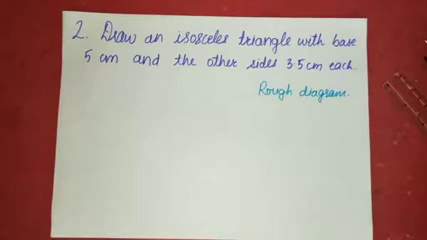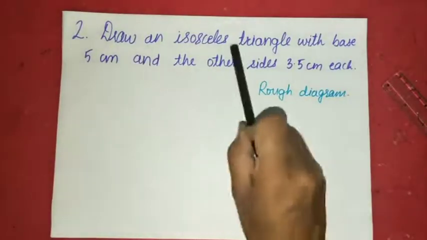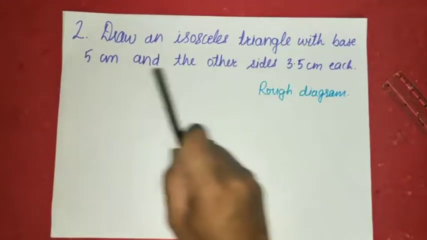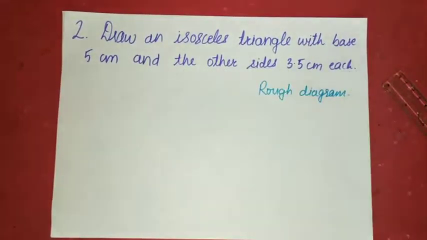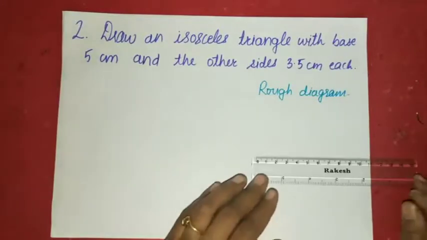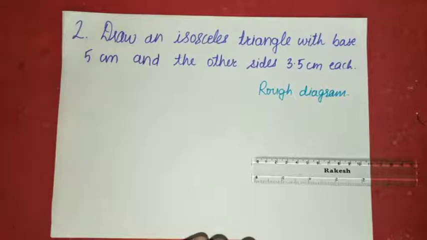Let us see the second example. Draw an isosceles triangle with base 5 cm and the other sides 3.5 cm each. For that, we will draw a rough diagram. Children, you have to use a sharp pointed pencil for construction.